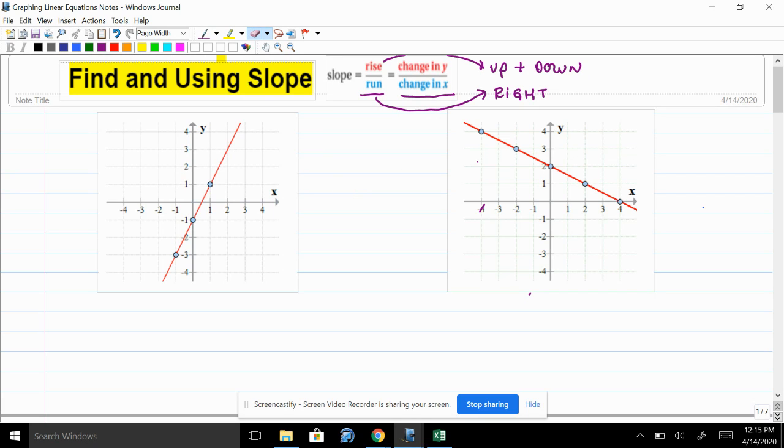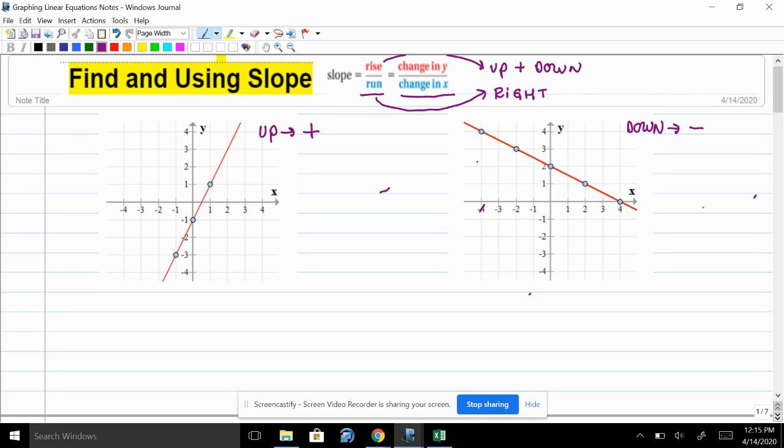And when you read a line, you always go left to right. So you're always moving to the right. First hint when you're looking at your lines, guys: if the line is going up, like this one is, that's going to make a positive slope. When the line is going down, like this one is, that's going to make a negative slope. So that's a little hint to kind of get you rolling on these.